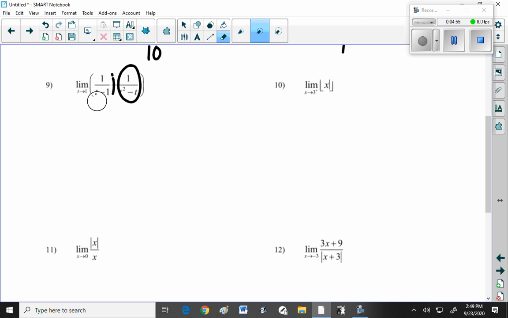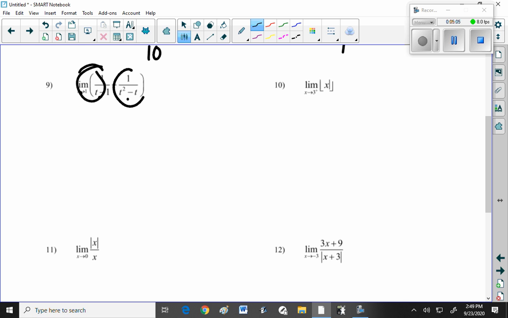And yet, if I have 2 limits that don't exist, that doesn't mean that their difference doesn't exist. The only time I can take the limit of a difference, break this up, so to speak, and take the limit of this minus the limit of that, is if the limits actually exist.